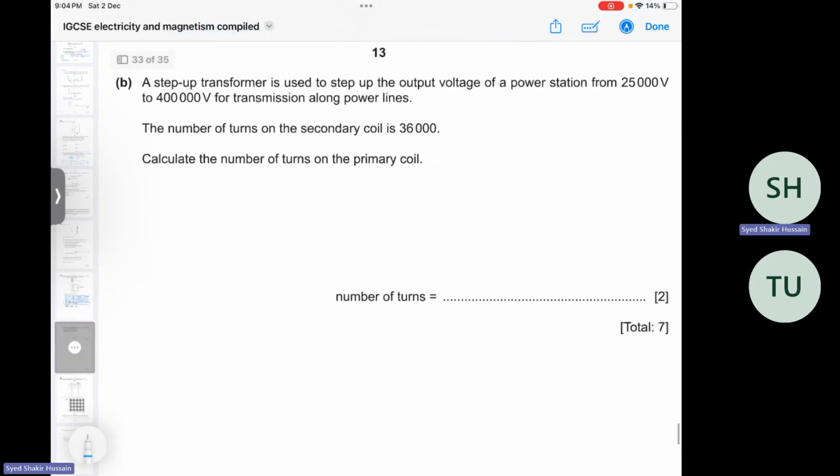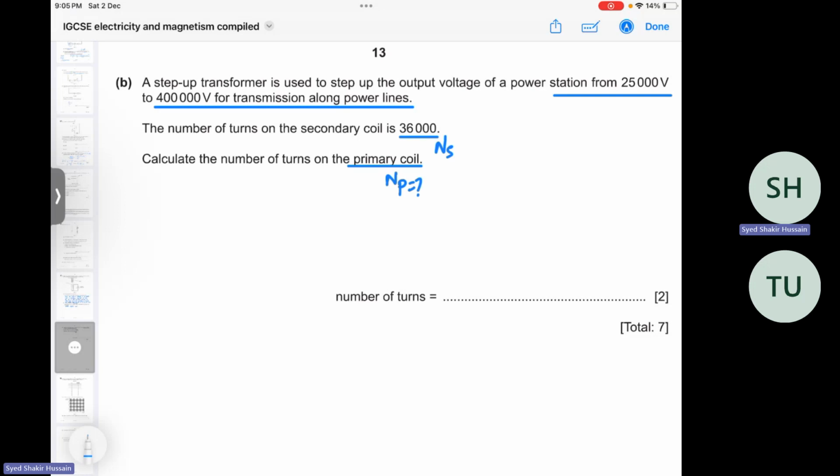Then here's this question. A step-up transformer is used to step up the voltage of a power station from 25,000 volts to 400,000 volts for transmission along a power line. The number of turns on the secondary coil is 3600. Calculate the number of turns in the primary coil, right? So you need to find the number of turns in the primary coil. You know the number of turns in the secondary coil, right?